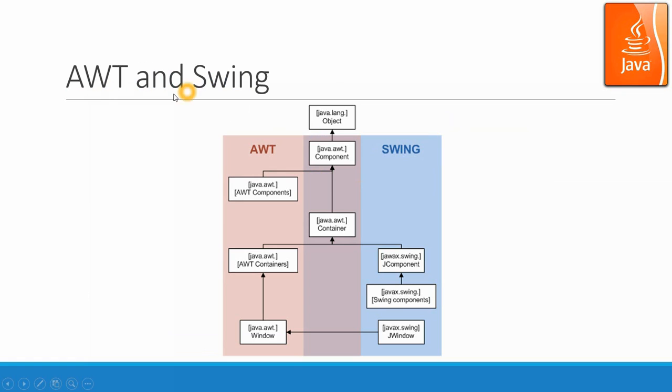The relationship between AWT and Swing is the following. AWT is the core, and Swing components are the replacement for different AWT components or containers. So right here, Swing has a different implementation for these containers and windows to replace the AWT version. But right now, most people prefer the Swing version, working together with AWT.